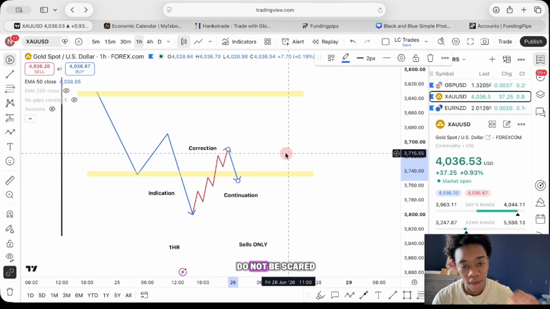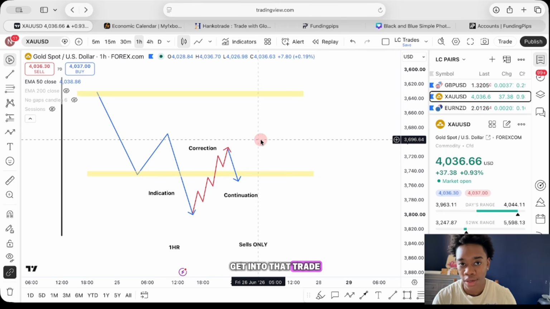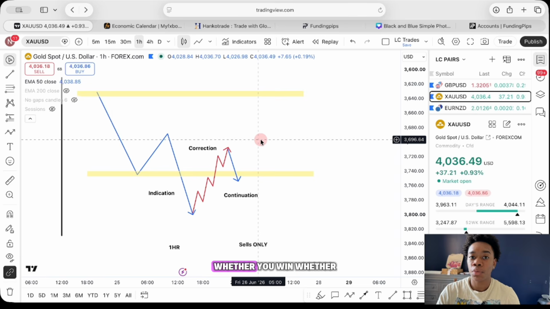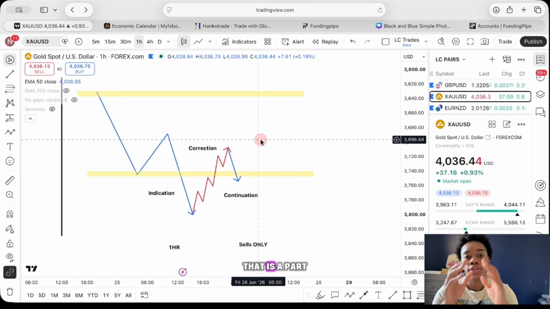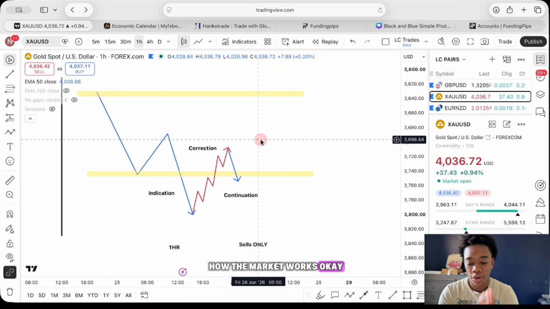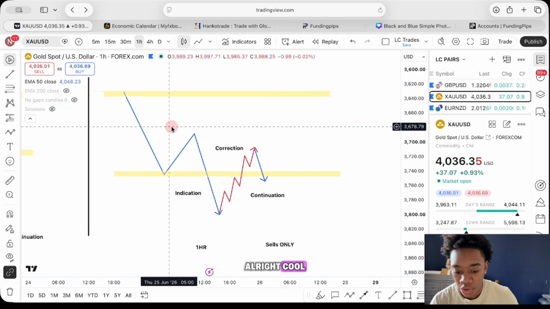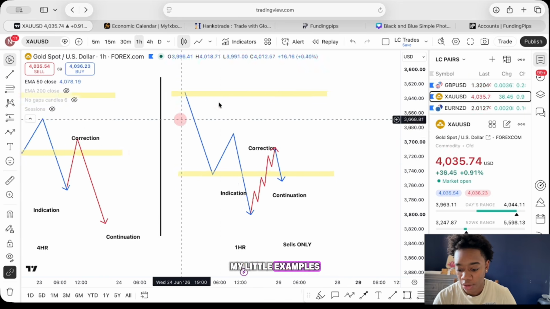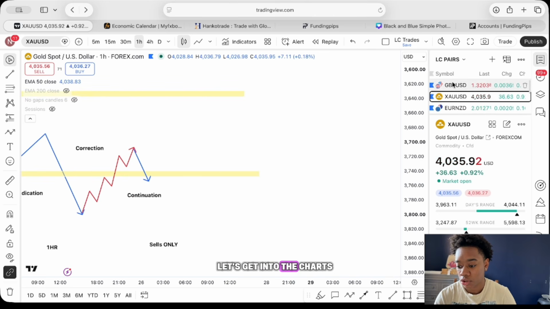that trade. Do not be scared. Get into that trade. And you're going to have a beautiful day. Whether you win, whether you lose, that is a part of trading. You have to do it so you know how the market works. Okay? Don't be scared. Just do it. All right. Cool. Now that I got that out the way, my little examples, let's get into the charts.